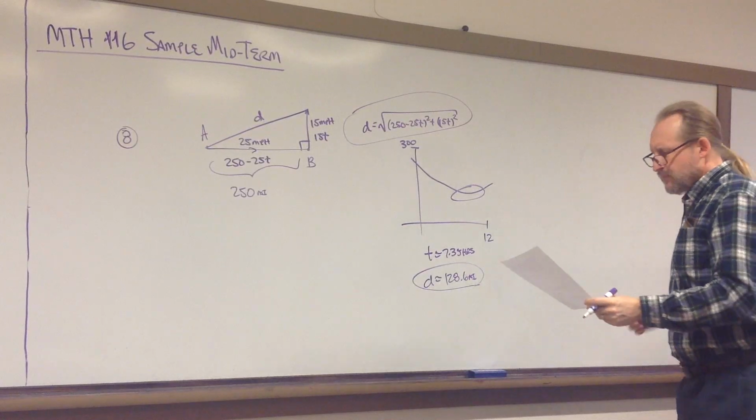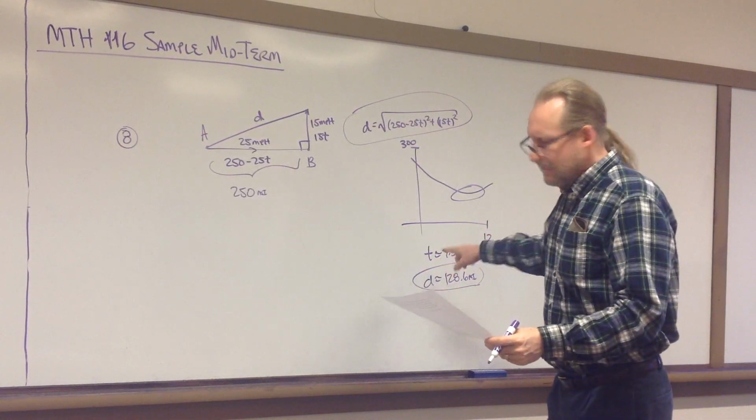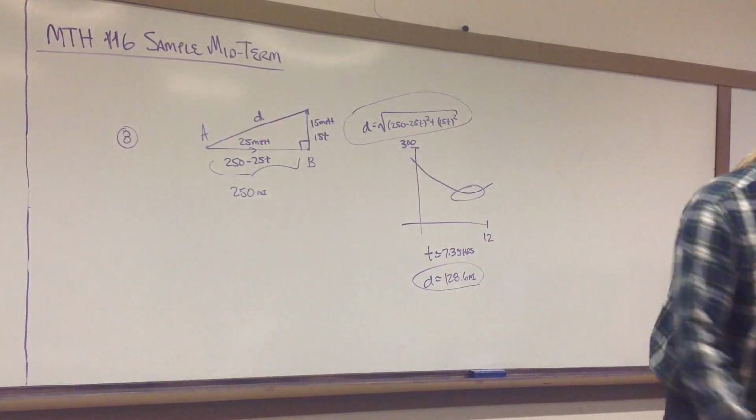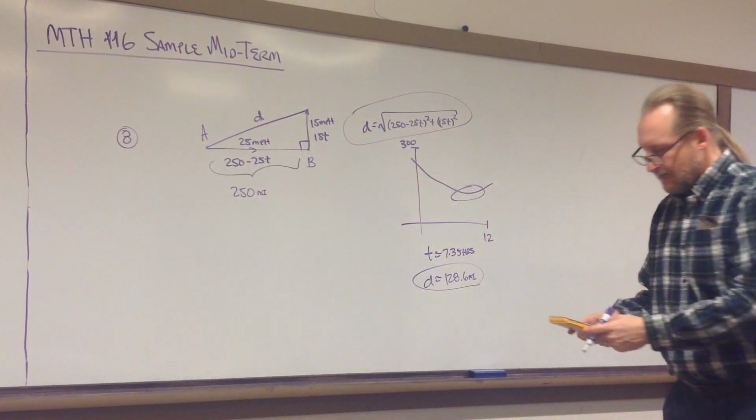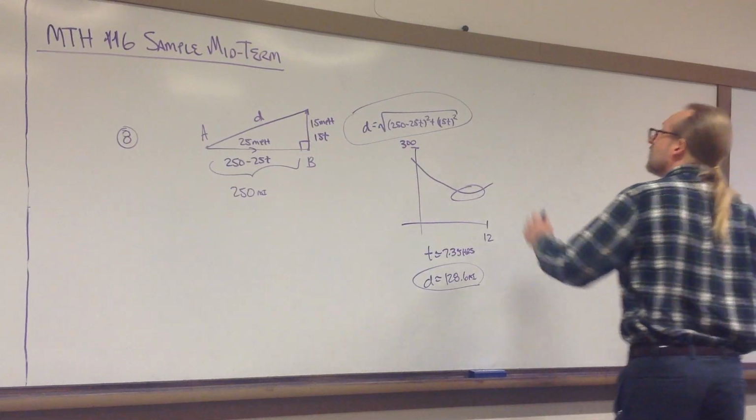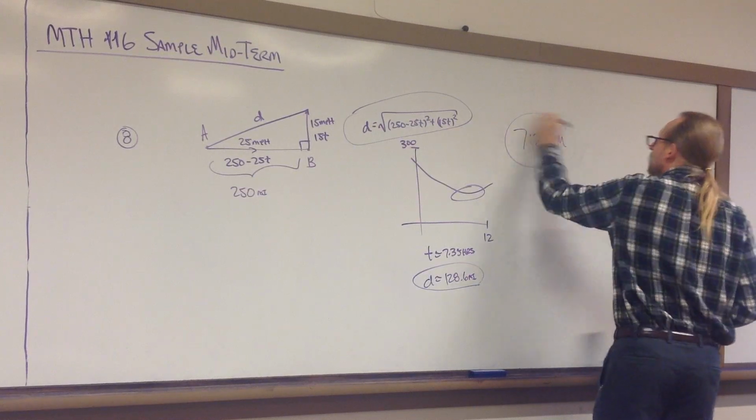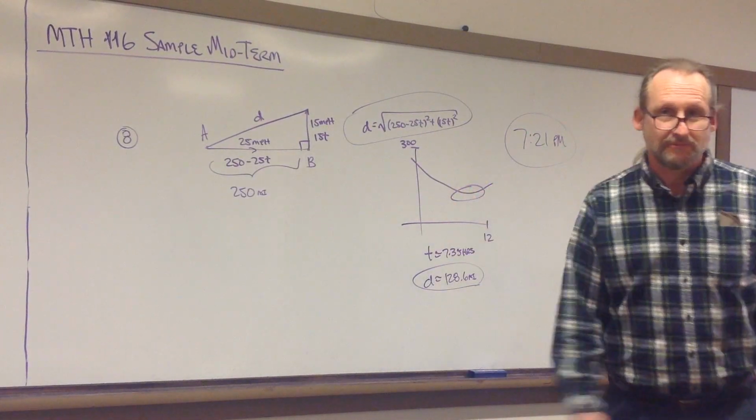And then, to the nearest minute, what time are the ships closest to each other? So that's going to be 7 p.m. And then we have to do 0.35 times 60, 7:21. 7:21 p.m. And there we go. That's problem 8.